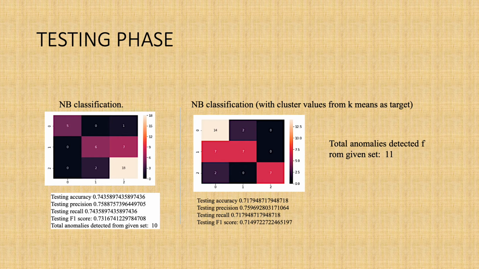We built our models on clean normal data, which doesn't consist of any anomaly data. In the testing phase, we deliberately considered a user who executed some different, unusual queries which hadn't been done before. Then we tested with our models to see whether they detect these as anomalies or not. From naive Bayes classification directly we got 10 anomalies, and from clustering plus naive Bayes classification we got 11.